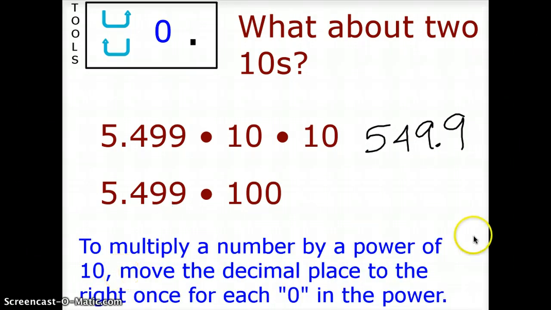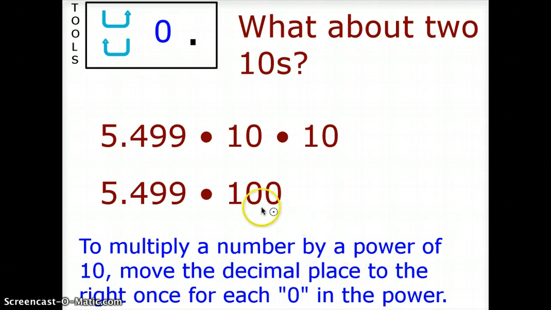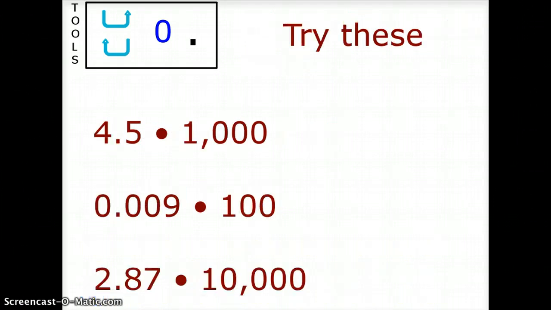That gives us our next rule. I can say to multiply a number by a power of 10, move the decimal place to the right once for each zero in the power. 100 has 2 zeros, so we're going to be moving the decimal over twice. For 1,000, you'd move it over 3 times. So try these. Please pause the video as you give these a try.